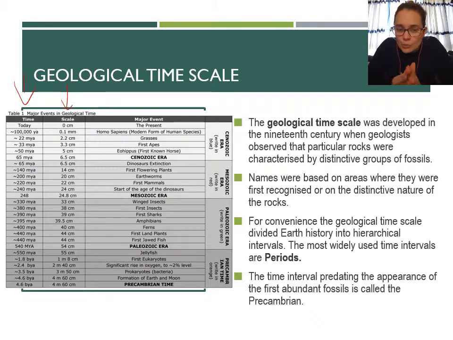So if you were to draw these things out, and you're going to copy this into your book to make a timeline of these different events, just keep that in mind. This column here has all the major events. So we've got the present. 100,000 years ago, we had the modern form of humans, or our Homo sapiens. 2.2 million years ago, we're looking at grasses. The first apes were 33 million years ago.